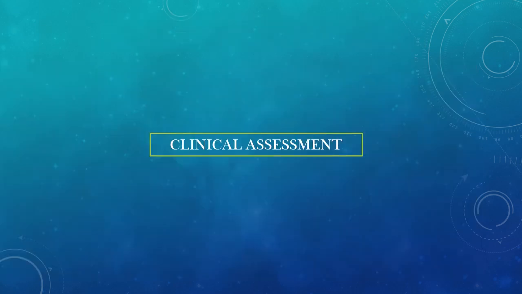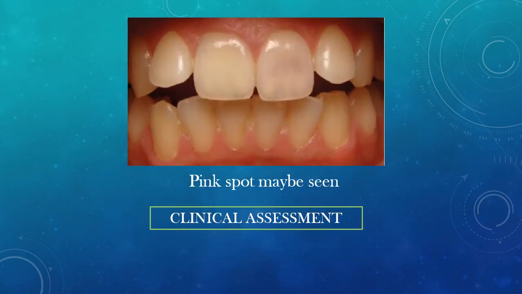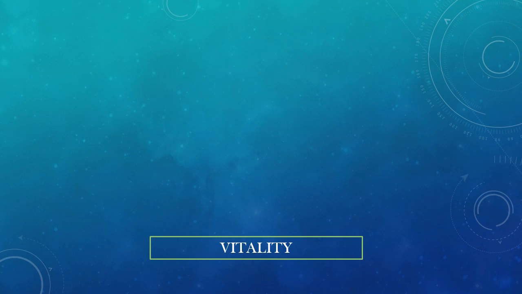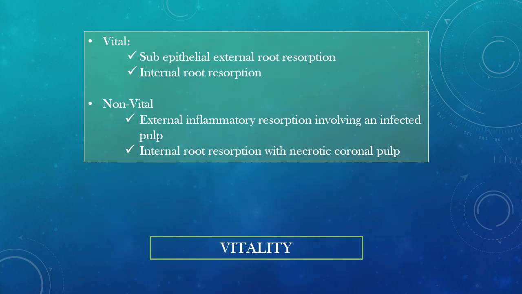Coming to the clinical assessment. Clinically, a pink spot may be seen on the tooth associated with resorption. The vitality of the tooth in question must always be checked, as if the tooth is vital, it could indicate that it is a subepithelial external root resorption or internal root resorption. In case the tooth is non-vital, it could be suggestive of an external inflammatory resorption involving an infected pulp, or it could be an internal root resorption with necrotic coronal pulp.